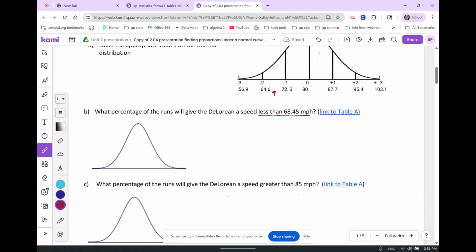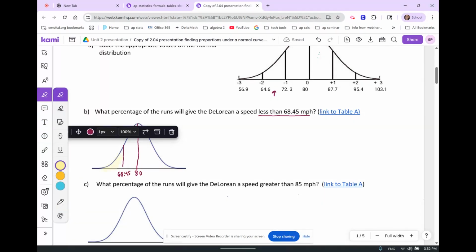No matter what, you're always going to draw your normal curve as part of your work. For the purposes of a lesson, to speed the lesson up, I included the drawing. The mean is going to be 80, and we're looking at speeds of less than 68.45 miles per hour. And now we're going to shade. You always have to shade.